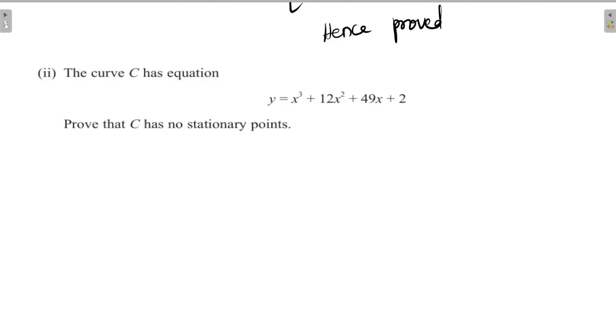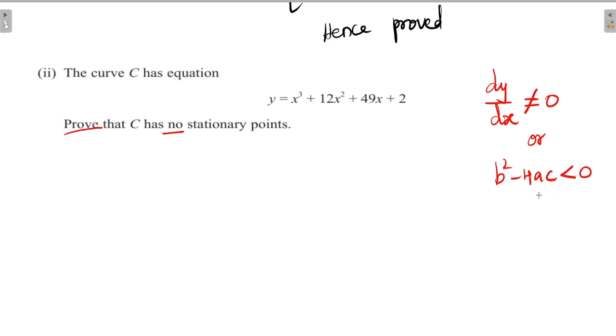See the next part of the question. Curve C has an equation. Prove that C has no stationary points, which is very important. If there is a stationary point, the gradient of the curve, dy by dx, must be equal to 0. We are going to prove it has no stationary points, so we have to prove dy by dx is not equal to 0, or we can prove b squared minus 4ac on the dy by dx must be less than 0.